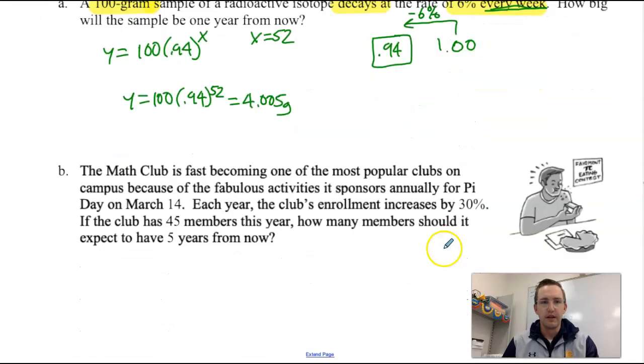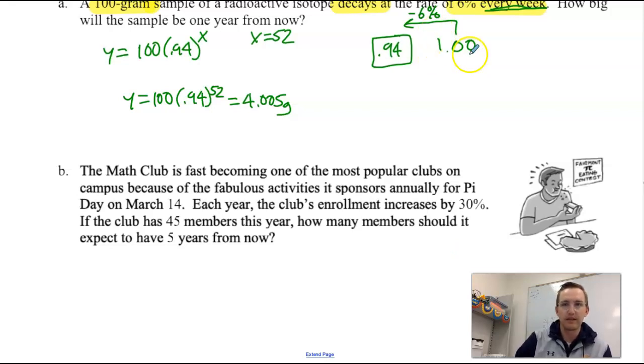Wonderful. Let's keep moving. Part B. Now we're talking about the Math Club. The Math Club is the most popular club on campus because of the Pi Day festivities on March 14th every single year. Each year the club's enrollment increases by 30%. So again, we're starting with the same kind of idea here, but now we're going the other way. We'll talk about that in just a second. If the club has 45 members this year, how many members will it have 5 years from now?